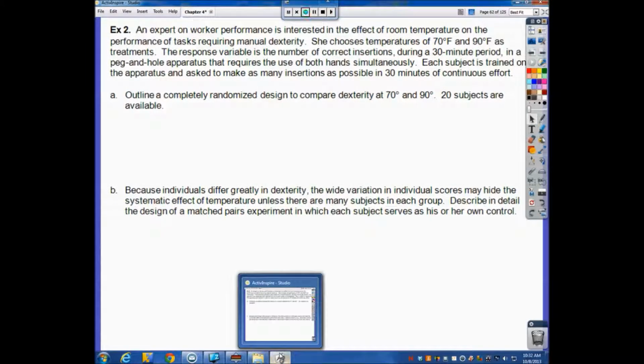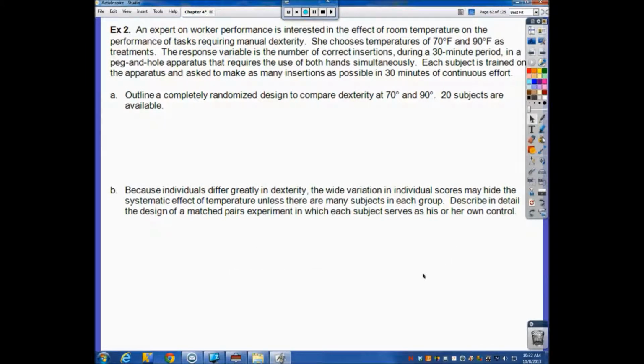All right, second example says an expert on worker performance is interested in the effect of room temperature on the performance of tasks requiring manual dexterity. Manual dexterity is another word for working with your hands. She chooses temperatures of 70 degrees and 90 degrees as treatments. The response variable is the number of correct insertions during a 30-minute period in a peg and hole apparatus. That's just a fancy word for like a children's toy of putting pegs in a hole. Yeah, it sounds complicated, I know. That requires the use of both hands simultaneously.